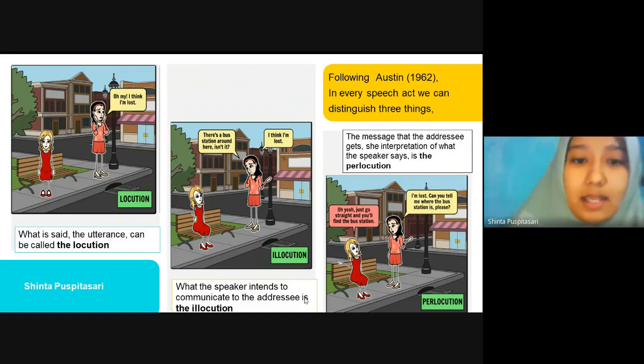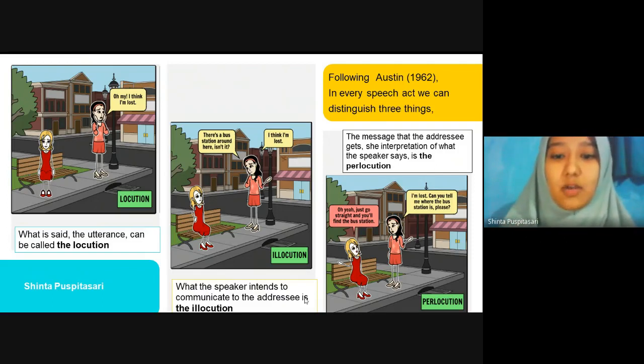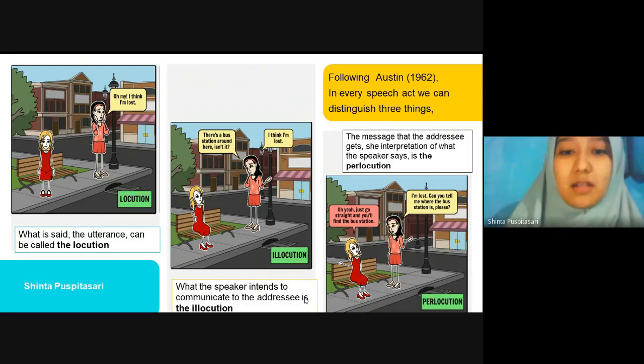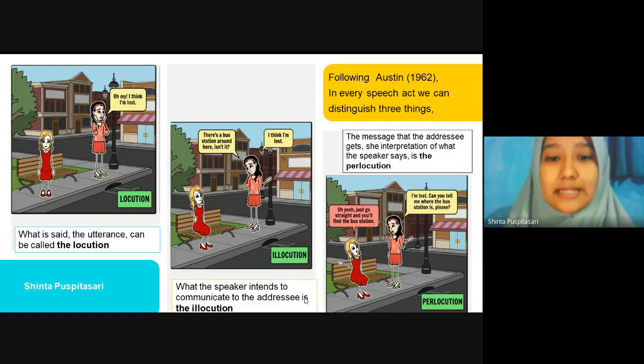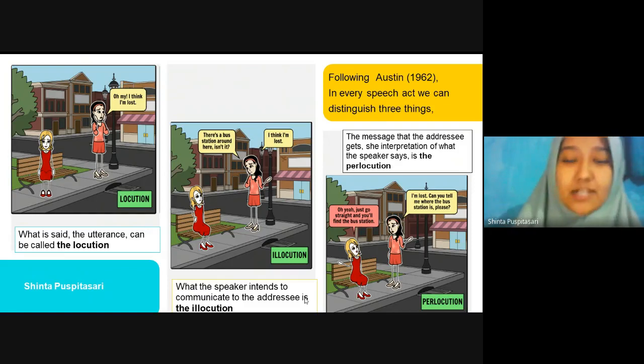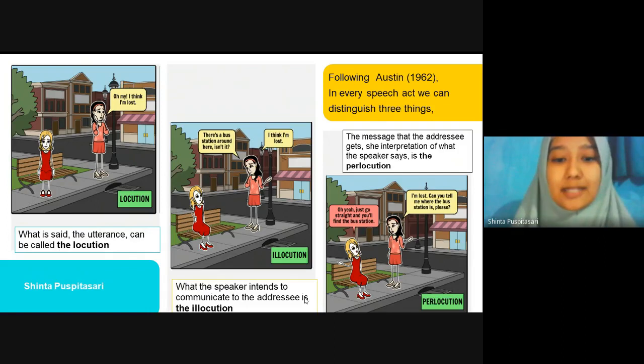And then this is the illustration of elocution. "I think I'm lost. There is a bus station around here, isn't it?" What the speaker intends to communicate to the addressee is named the elocution. So the elocution is what is achieved by communicating the intention to achieve something. Through speech, people can create something new, can make people do something and change the situation and others. So the elocution is to convey the intention to the hearer. And this is the perlocution.